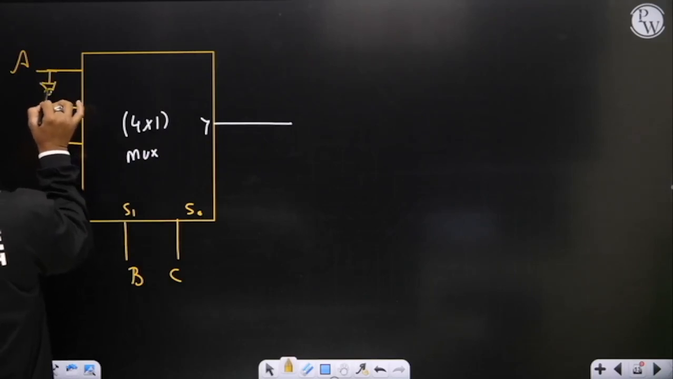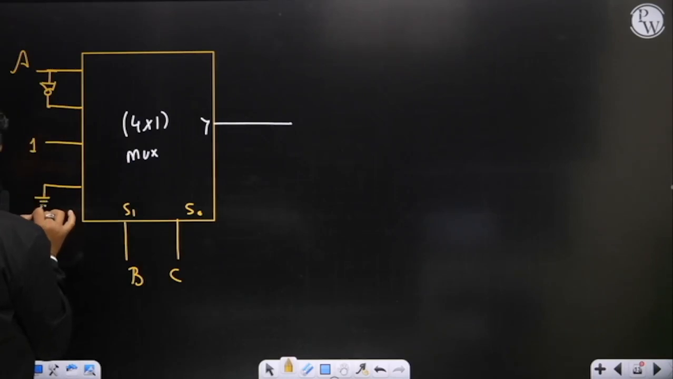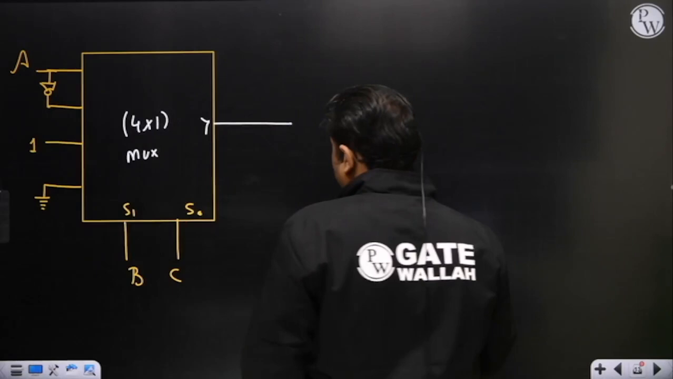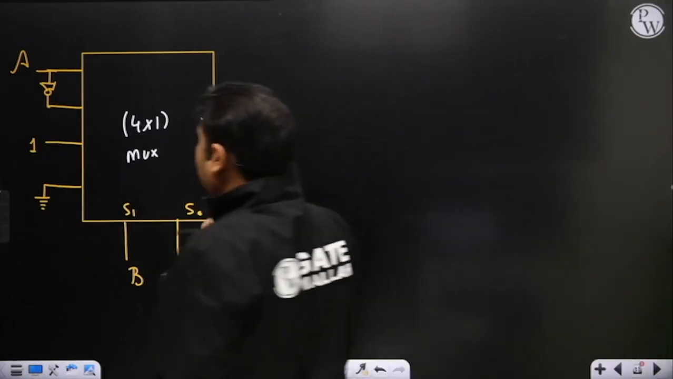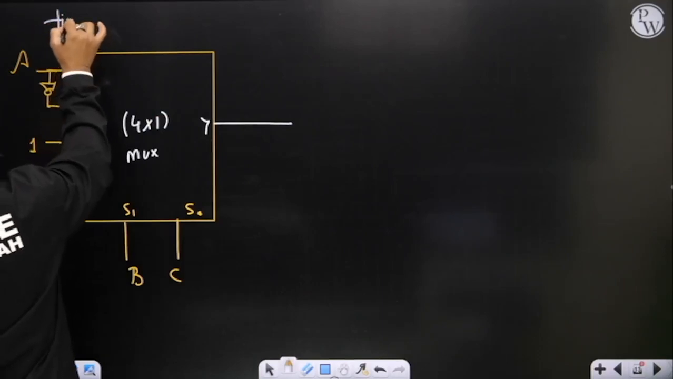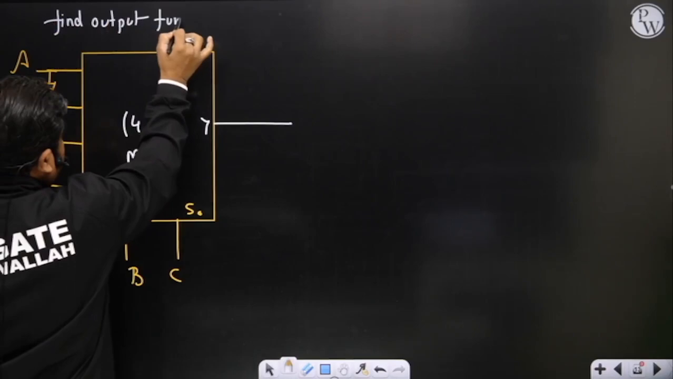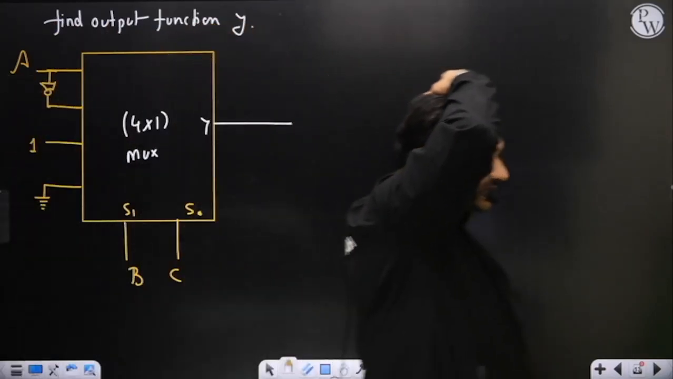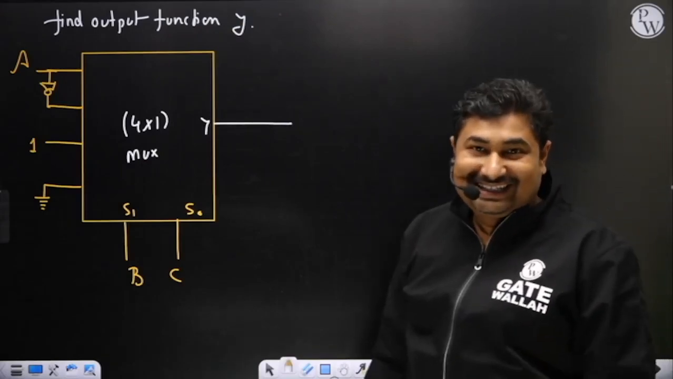At the input, it is given that A. They have connected one NOT gate here, then 1, and this will be grounded. Ground indicates logic 0. You need to find the output function of Y. This question was asked in GATE 2006, framed by IIT Kanpur.